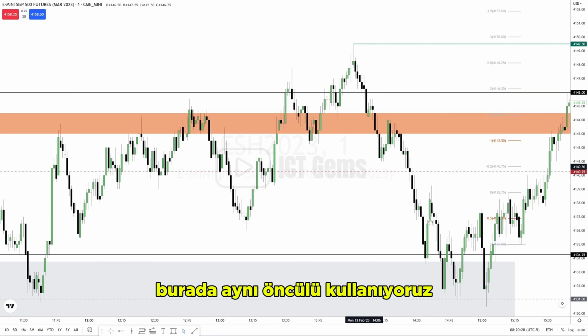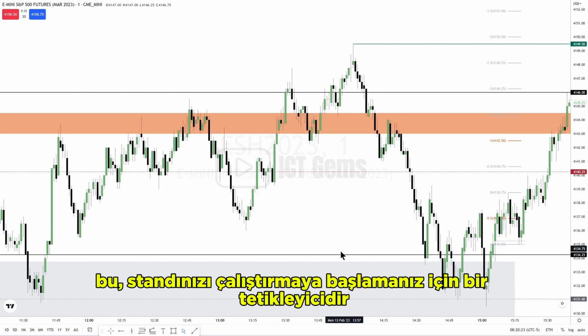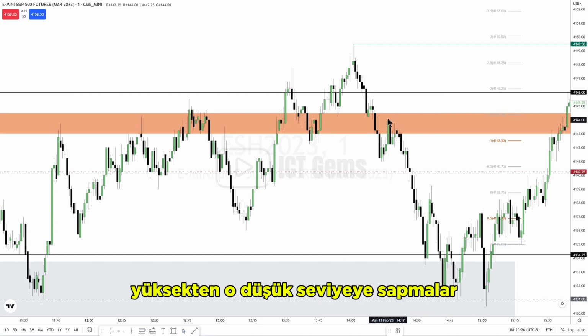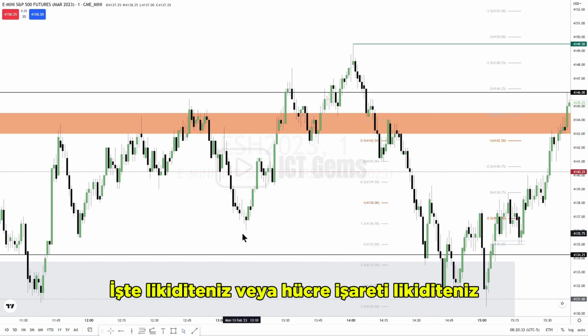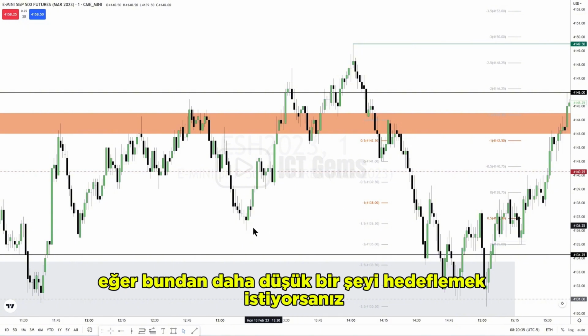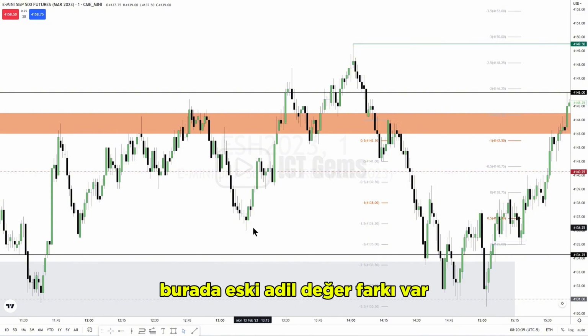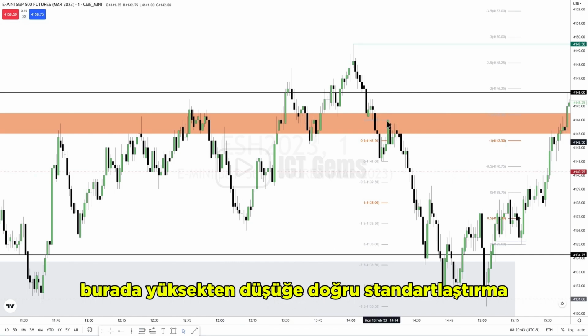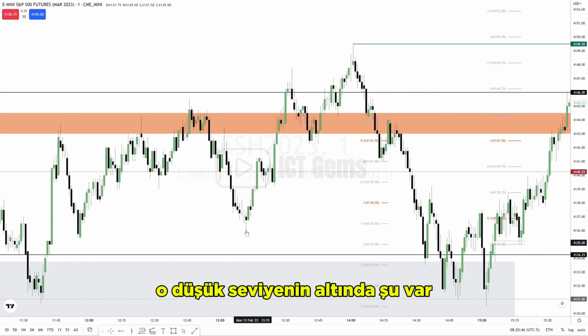Using the same premise here, this is a trigger to start running your standard deviations from the high to that low. Here's your liquidity, or sell side liquidity. If you want to aim for something below that, what's below it? We have the old fair value gap down here. Standard deviation from high to low here. Below that low, we have this one.